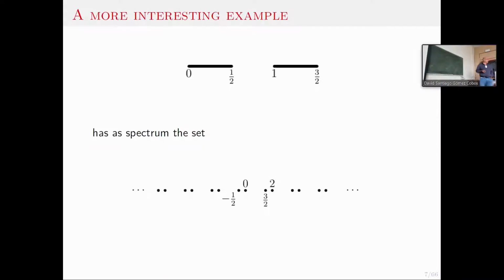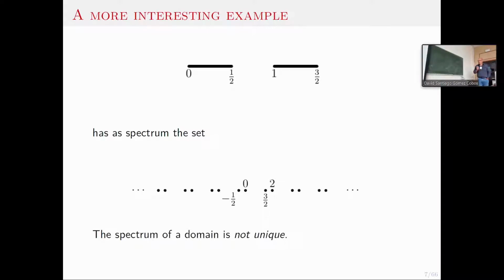So here's a more interesting example. Now my domain is in one dimension, and it consists of two half-unit intervals spaced by 1/2. It does have a spectrum, and it consists of these numbers. So it's the even integers union the even integers minus 1/2. That is a spectrum. It can be proved. I'm not going to show you the proof, but just to see what is possible.